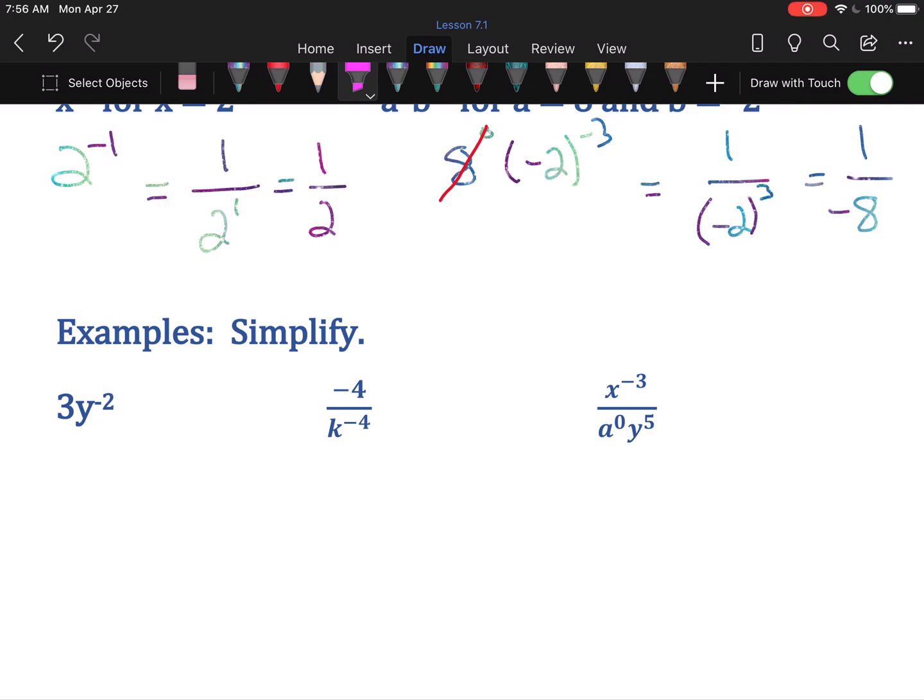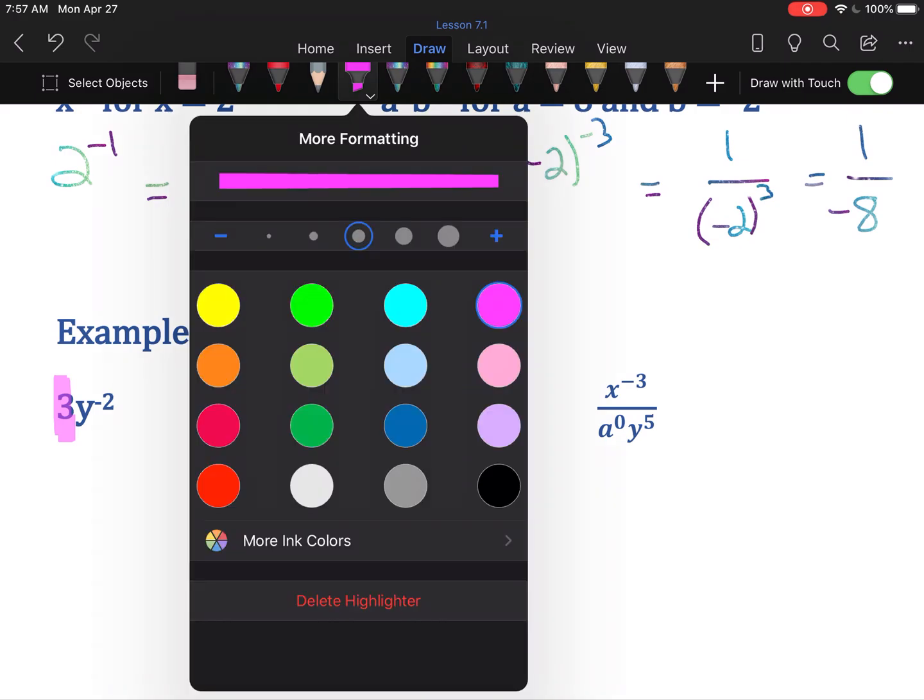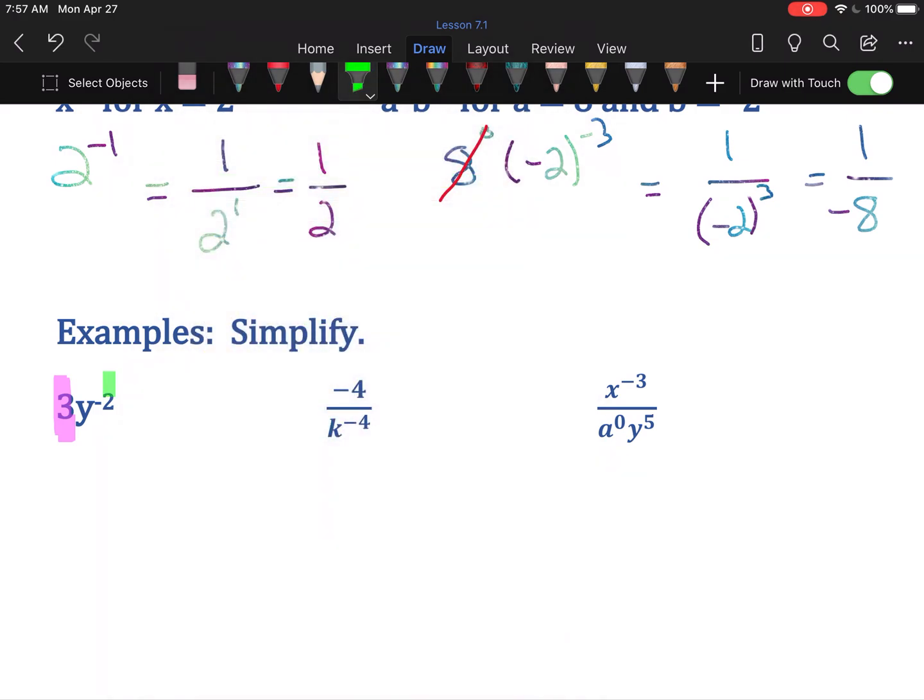In order to do this, we have to realize that everything we look at is its own piece. So in this first example, 3y to the negative second, 3 is its own piece, and y to the negative second is its own piece. The reason I'm pointing this out is that the 3 does not have an exponent, which means it's not going to be forced to go anywhere or do anything. It just exists. It's there. It's the y that has the negative exponent that causes us the headache.